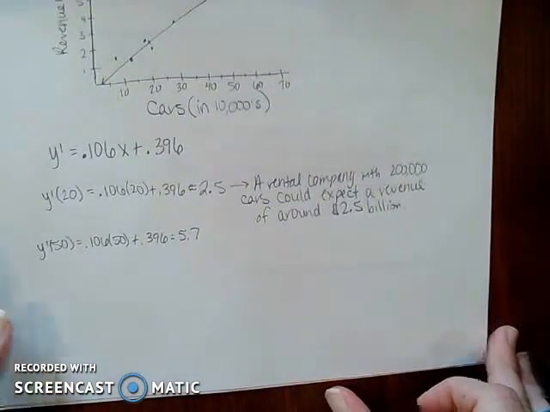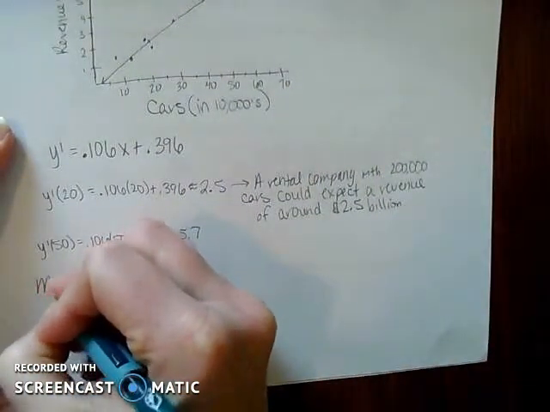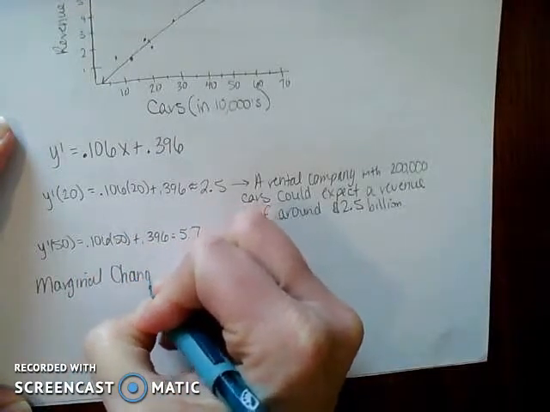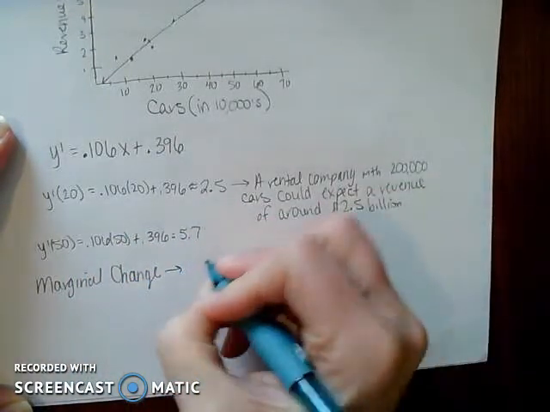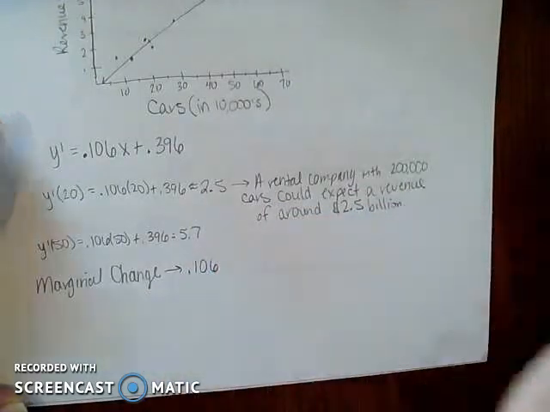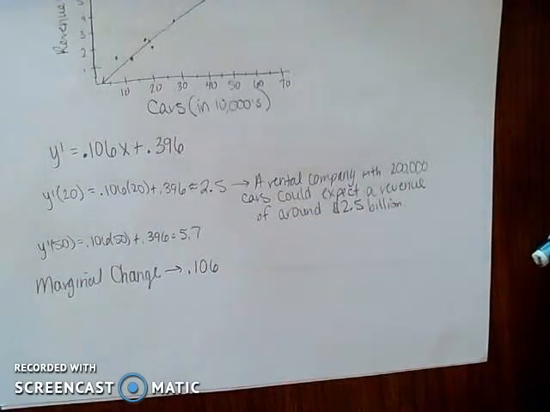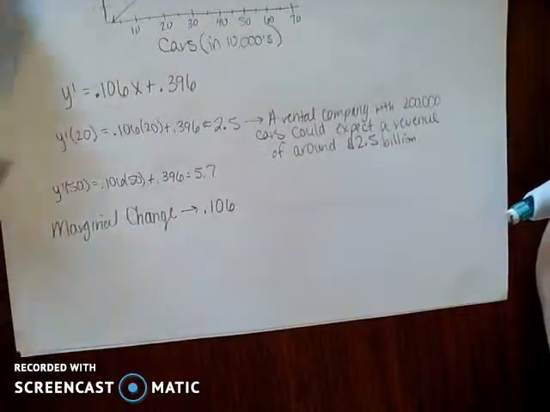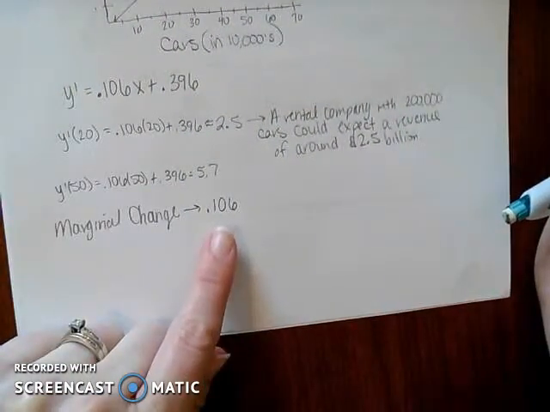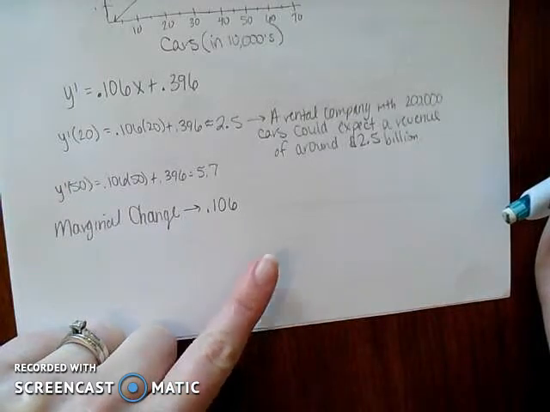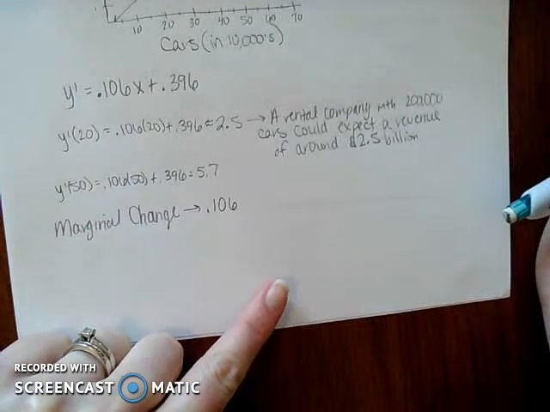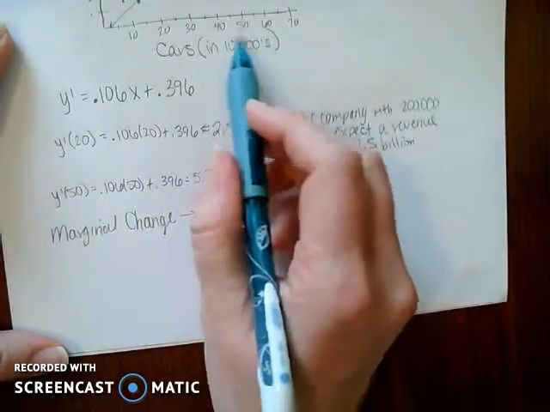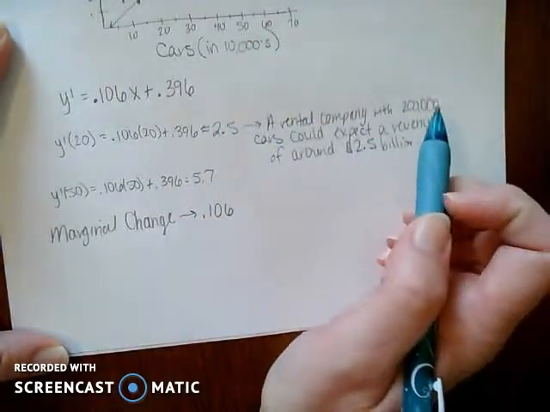Okay. Last thing it wants to know is what is the marginal change and what does it mean. So again, from the front, your marginal change is just your slope, so 0.106. Well, what does that mean? It's more important that you know what it means, okay? It says that's how much your y value changes for every change in x value, okay? Every change of 1 unit. So here's what you have to realize. Our 1 unit on x is 10,000.